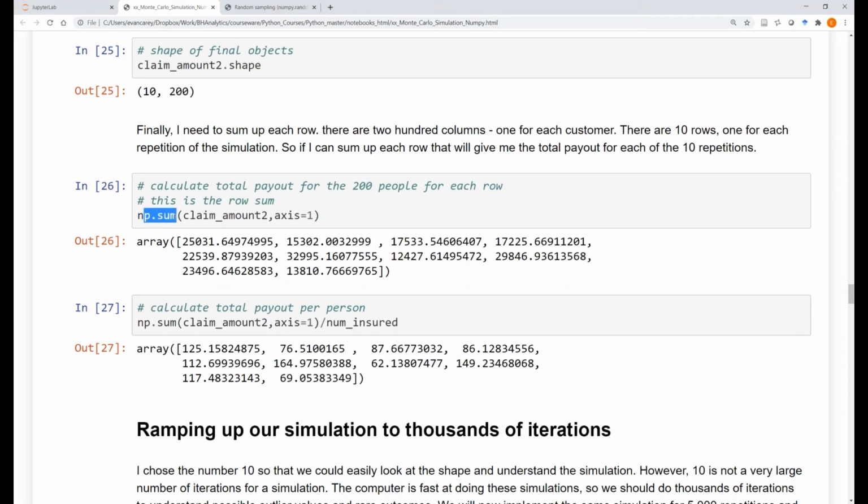And if I do a np.sum, and I say axis equal 1, that's going to give me the sum by row. It's like a marginal sum. And that gives me back the total cost of claims for each of the 10 simulations. If I wanted to calculate the total payout per person, it's just going to be that claim amount summed up divided by the number of insured. So what we're seeing here now is the variation across 10 simulations in the actual costs of this portfolio. And again, these are things you might already be familiar with, but perhaps you've just never done it in Python before.